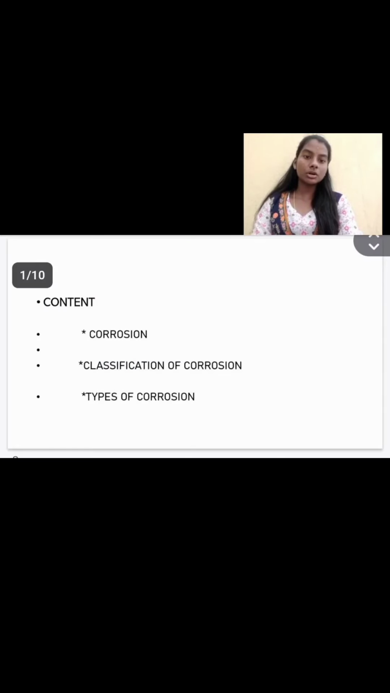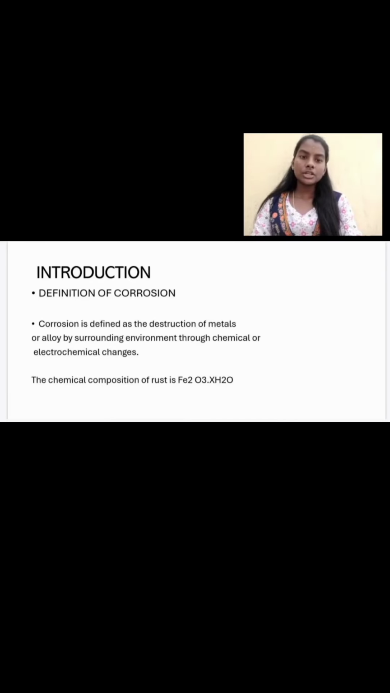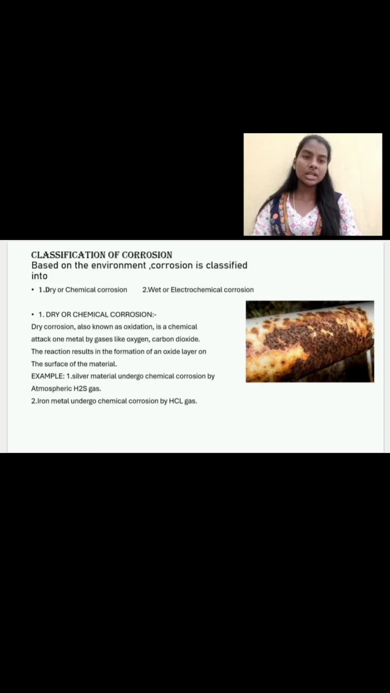Today's topic is corrosion. In corrosion we come across the definition of corrosion, classification of corrosion, and types of corrosion. Now, definition of corrosion. Corrosion is defined as the destruction of metals or alloys by the surrounding environment through chemical or electrochemical changes. The chemical composition of rust is Fe2O3.xH2O.